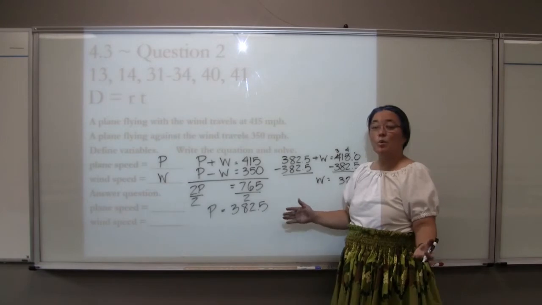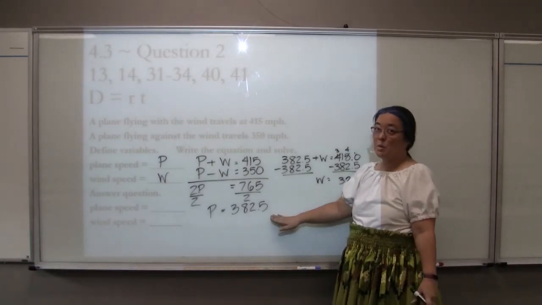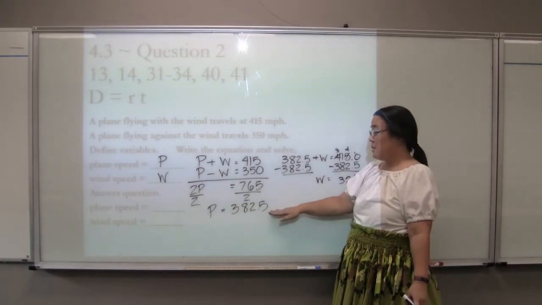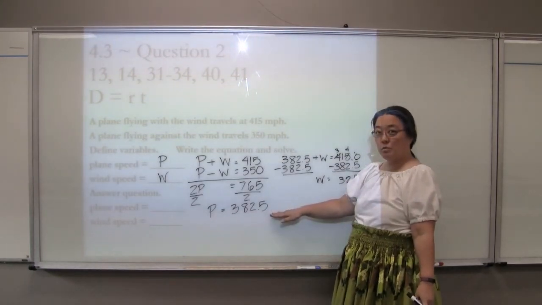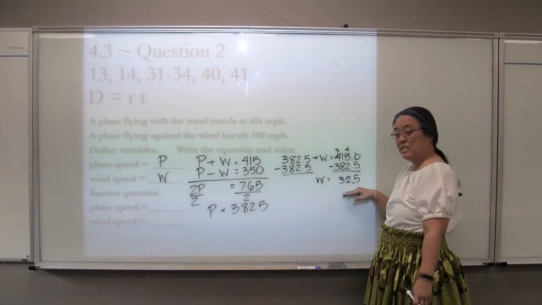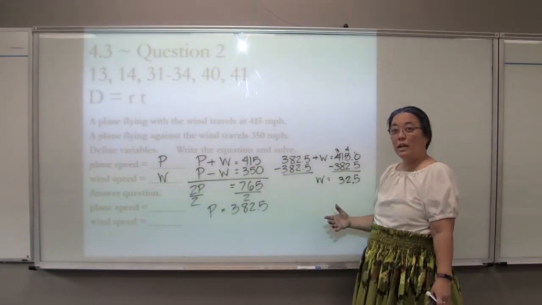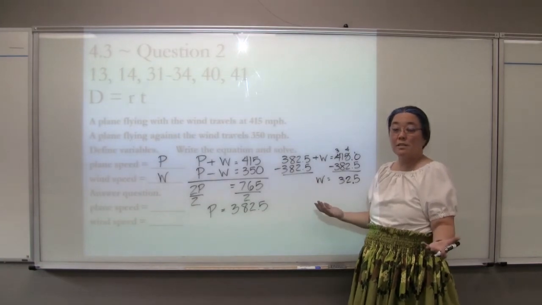A plane, in order to stay aloft, needs to be going fairly fast. This is why our cars do not generally fly. So our plane is going over 300 miles an hour, and the wind speed is about 30 miles an hour. In a hurricane, winds go like 100 miles an hour.